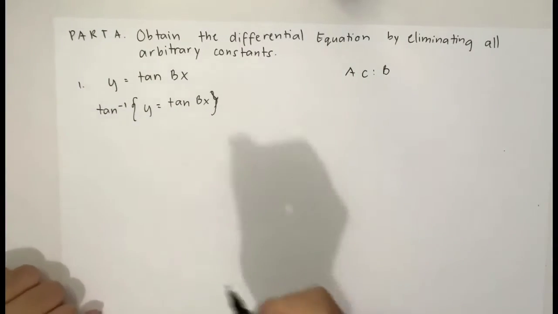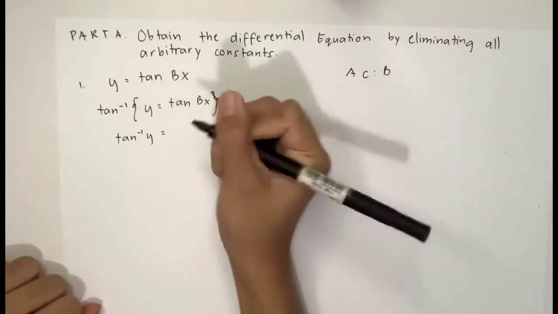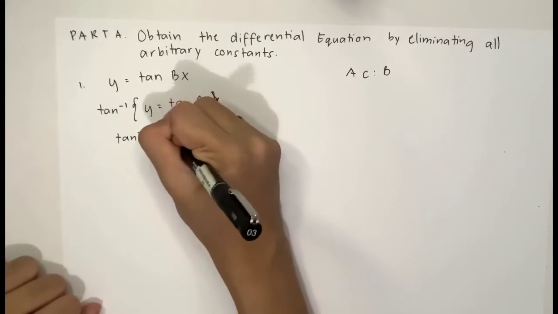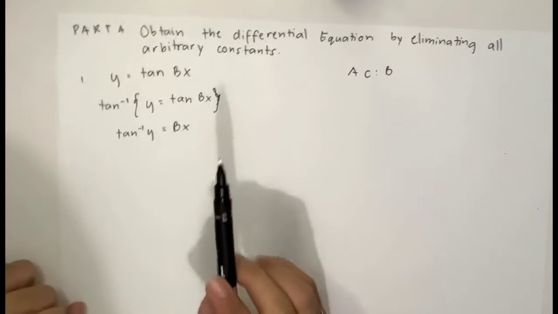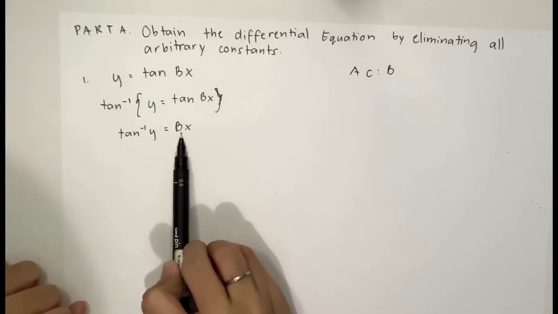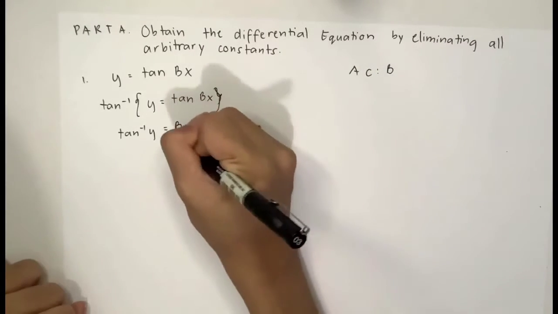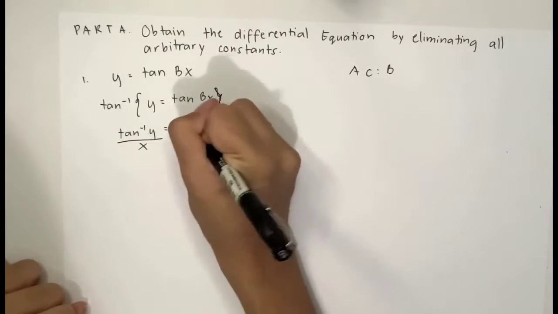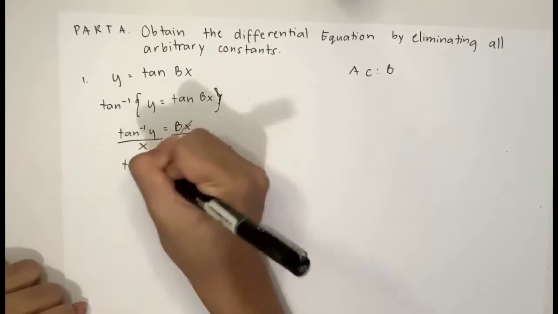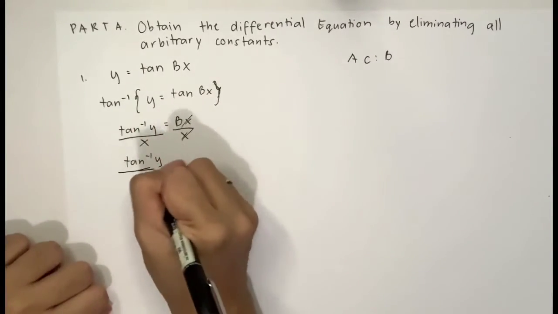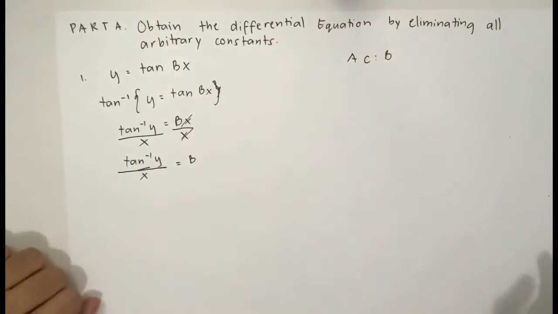And there, we will have arctan y is equal to, so cancel. We will only have bx here. But since b is not completely isolated because of the presence of x, we will divide both sides by x. And cancel, cancel. We will have arctan y over x is equal to b.